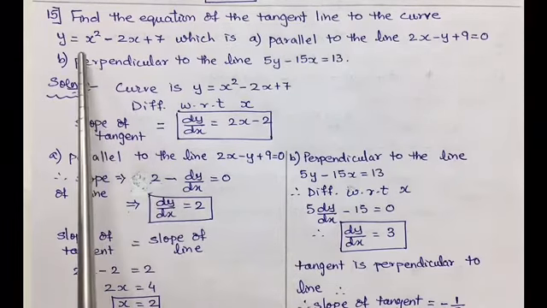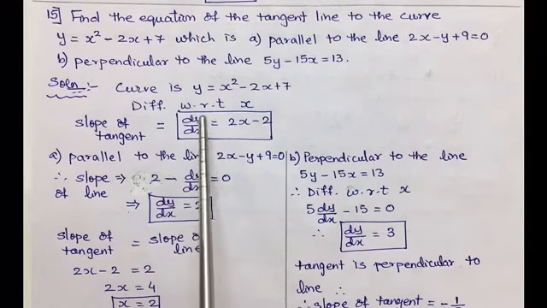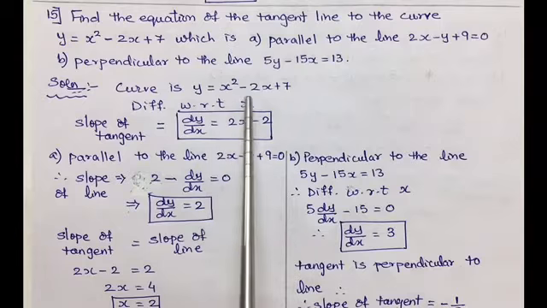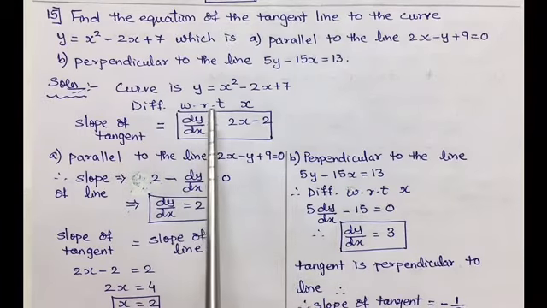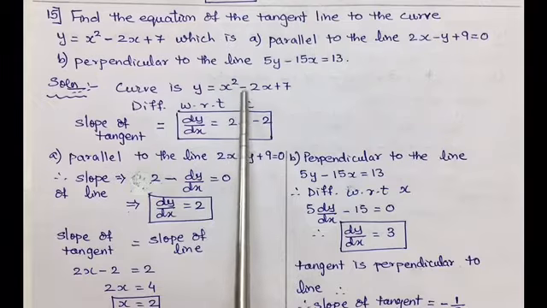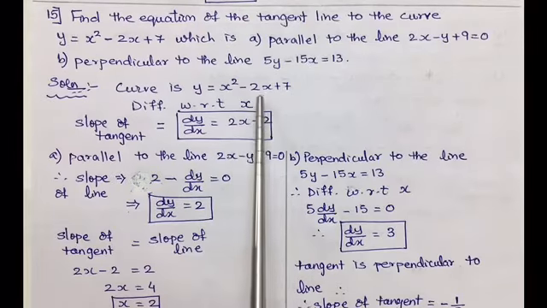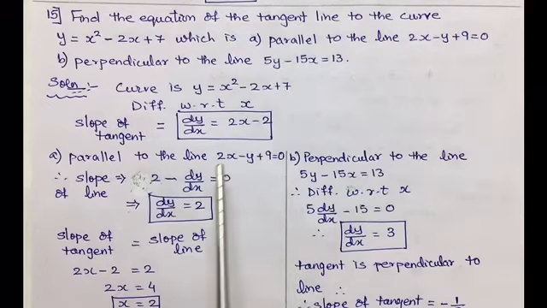So for that, the equation of the curve is taken up. y equal to x square minus 2x plus 7. Differentiating the equation of the curve, we will get the slope of the tangent. Now the slope of the tangent, dy by dx, is equal to x square derivative 2x. Derivative of x is 1, so minus 2 remains.